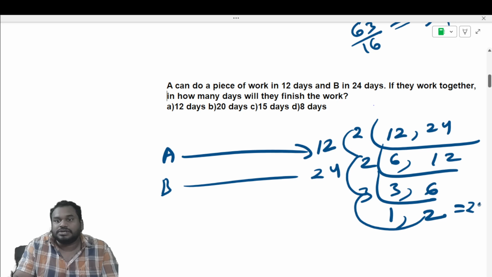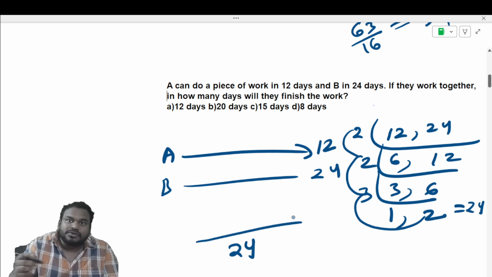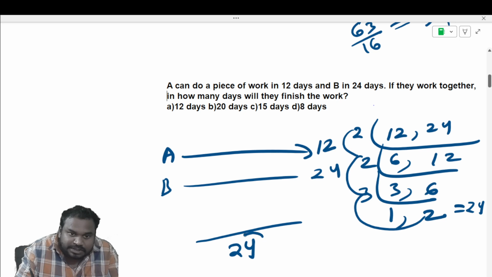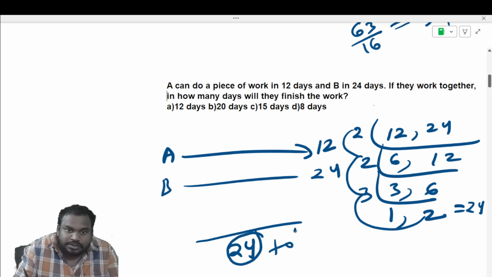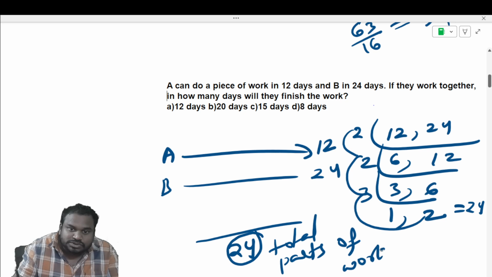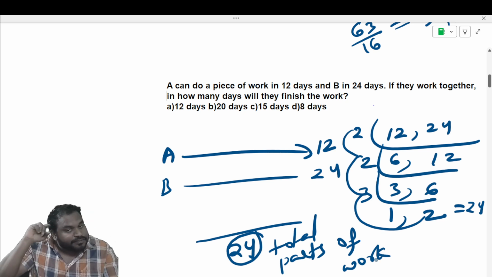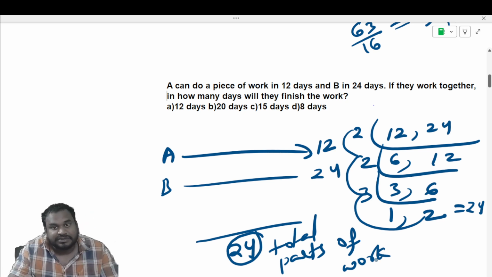So 24 is the LCM of 12 and 24. I'll write it here. 24 is nothing but the total parts of work they are supposed to do. So using this I'll find their efficiencies.